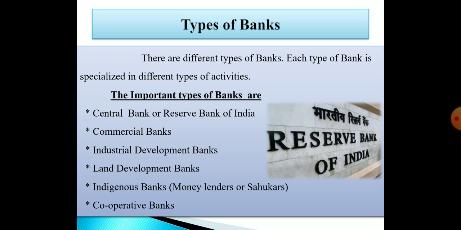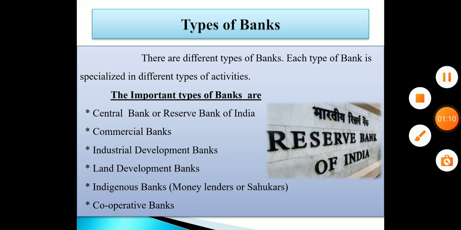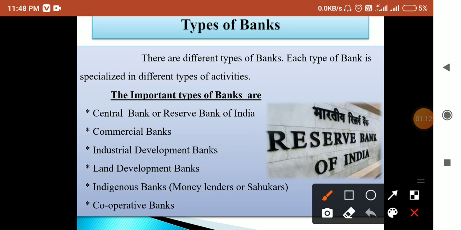Second one is commercial banks. Their main work is for commercial purposes. Third one is the industrial development banks, which provide loan facilities with the main intention to develop the industrial area. Next one is the land development banks, LDB. They provide development for agricultural land, industrial land, etc. Their main work is land development projects.